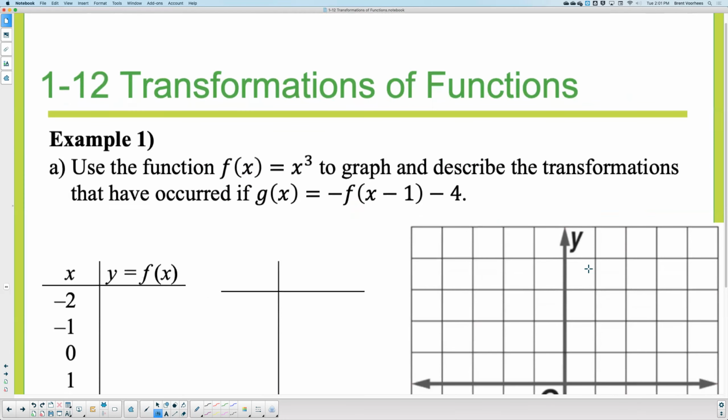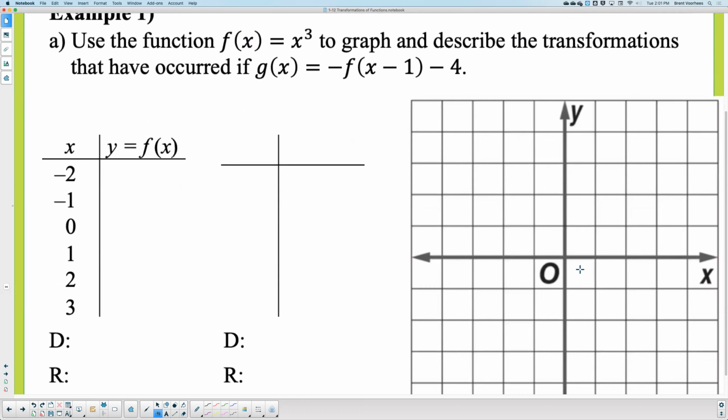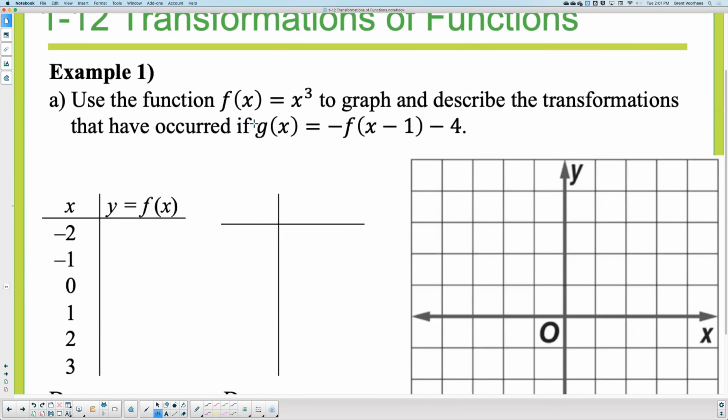Example 1 says: use the function f of x equals x cubed to graph and describe the transformations that have occurred if g of x equals negative f of x minus 1, minus 4. Okay, so first thing I want you to do, without cheating and going back: do you remember what the shape is of x cubed? I'm going to do a countdown here. Do you remember what x cubed should look like? 5, 4, 3, 2, 1. S curves.